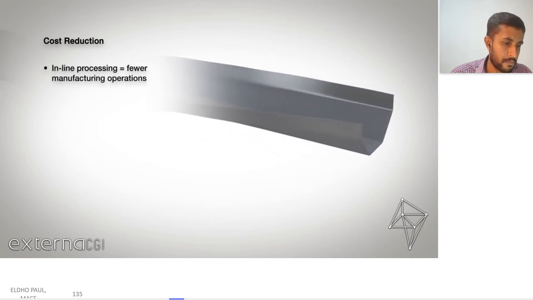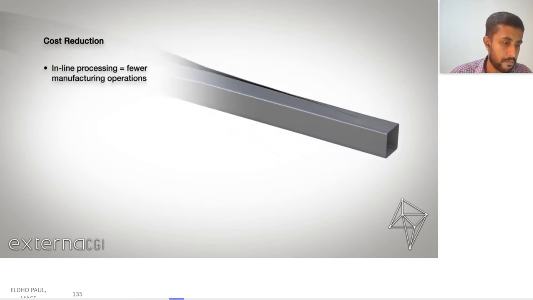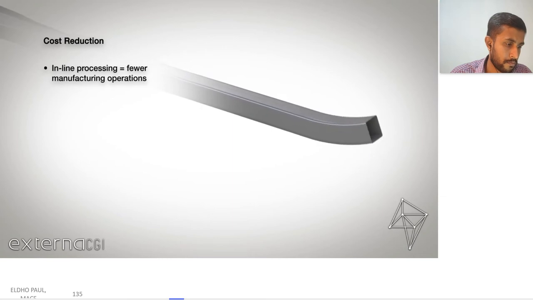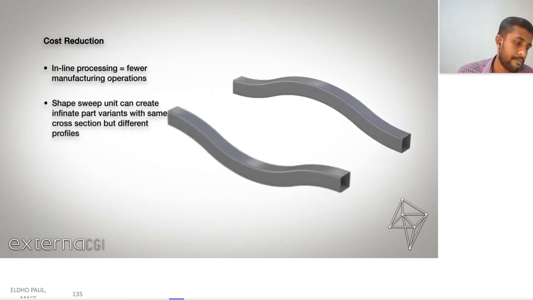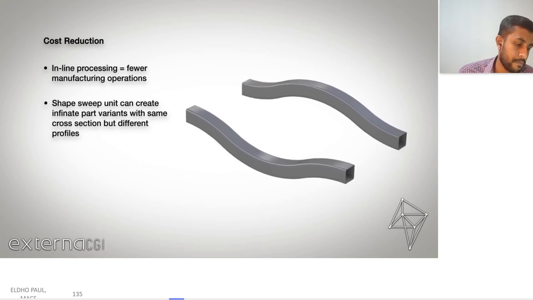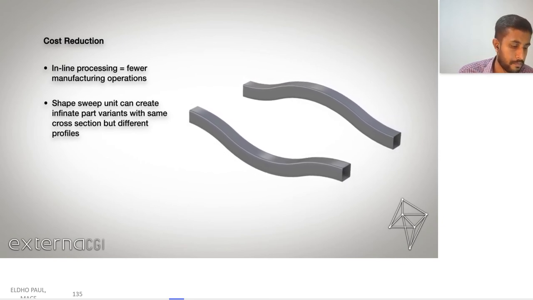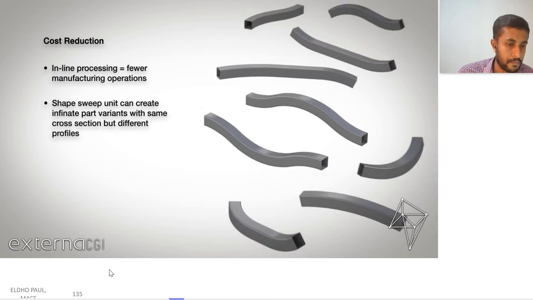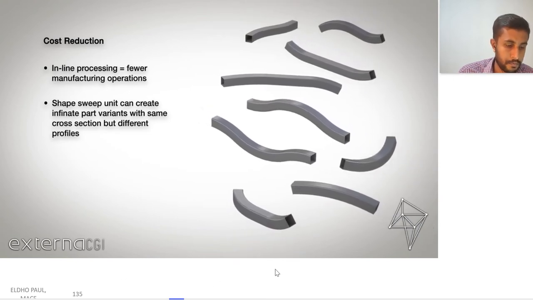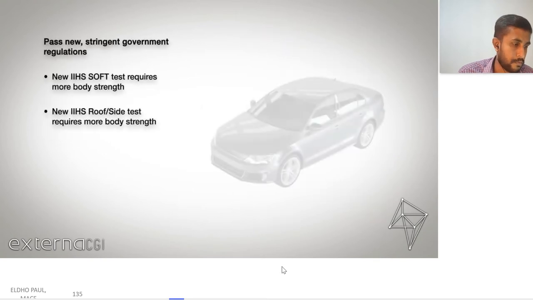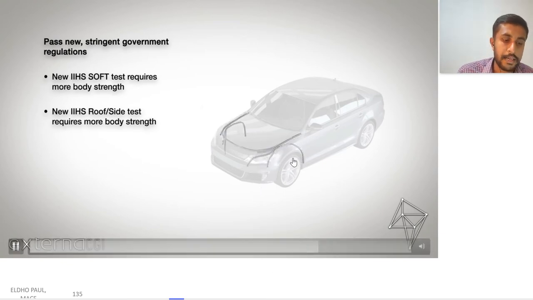With roll forming, all processes happen in line, reducing the need for manufacturing operations. One set of tooling can yield infinite variants, including both left and right hand parts. The shape sweep unit can even create multiple parts with the same cross section but different profiles. Multi-dimensional sweeping allows you to put the strength where you really need it and pass new strict IIHS crash regulations.